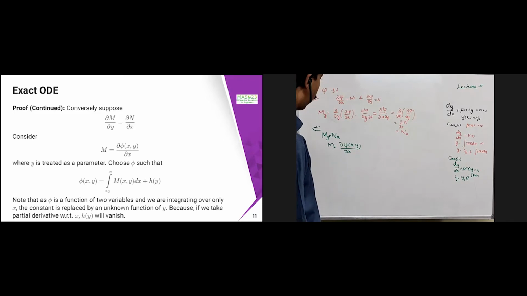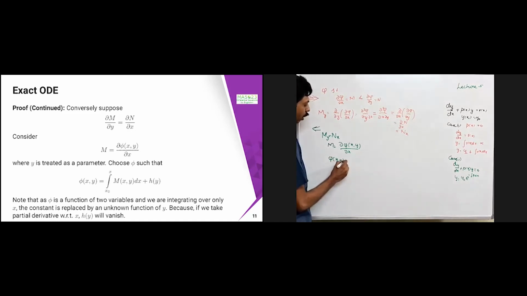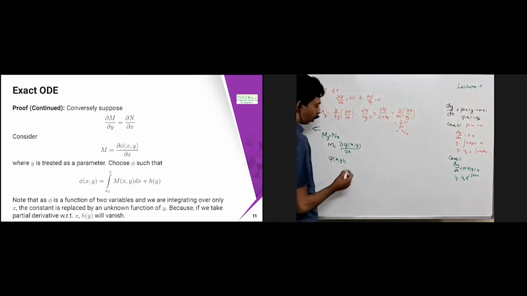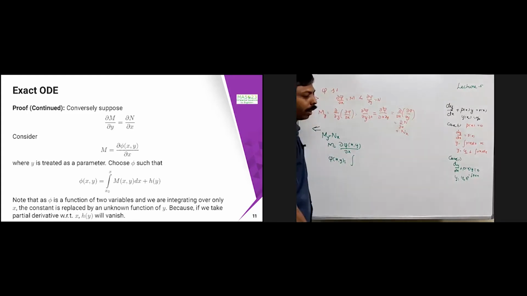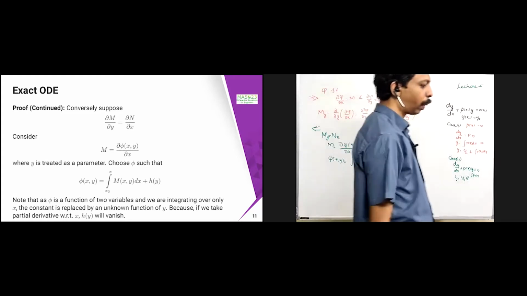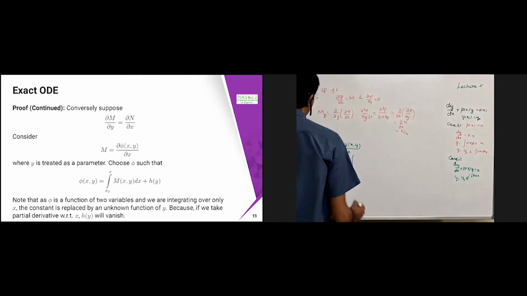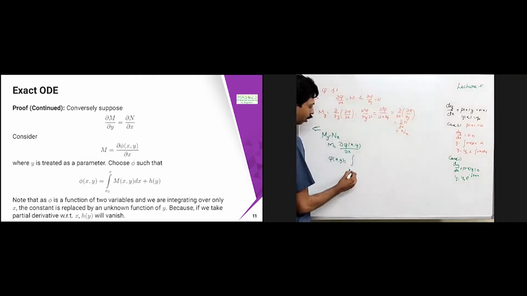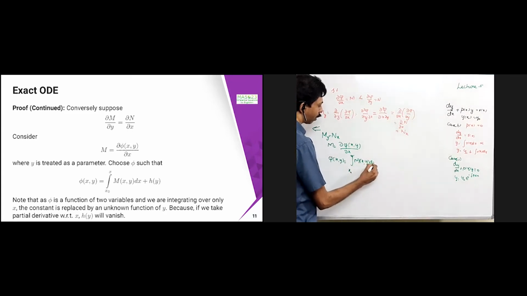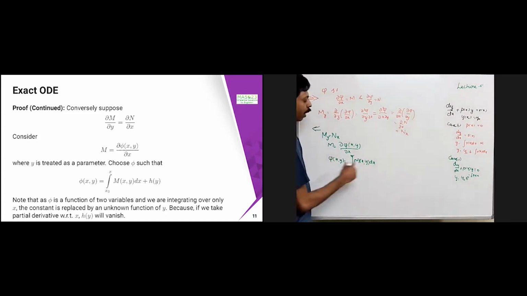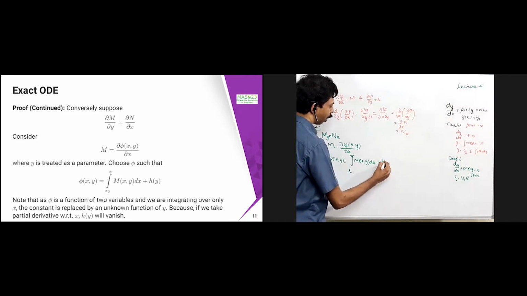Here y is treated as a parameter. Now you have to choose phi such that phi of x comma y equals, we are going to integrate this with respect to x only. So that becomes the integral from x naught to x of M of x comma y dx. Since I am integrating with respect to x, I get something like h of y coming in.